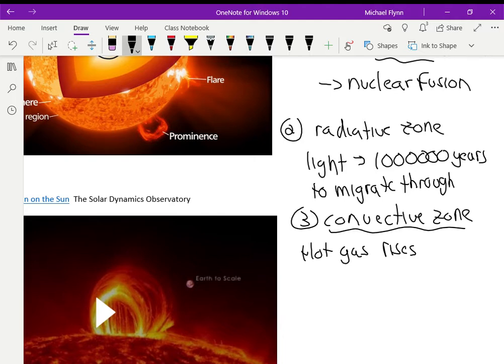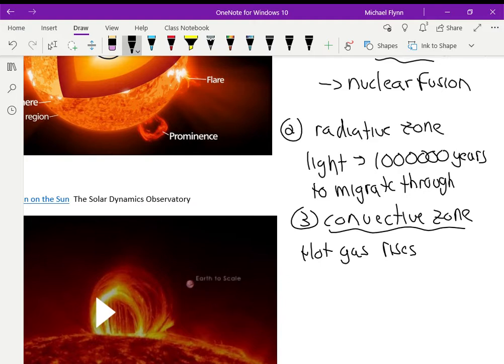Like a hot air balloon rises, right, guys? Like hot air balloon, you make the air hot. That air gets less dense. And because of buoyancy, it will start to rise. And cooler air is more dense, and that will fall. So if we let the balloon cool off, it'll fall back down. Okay? And same thing's happening in the convective zone. We call this process where hot gas rises and cool gas falls, we call it convection.